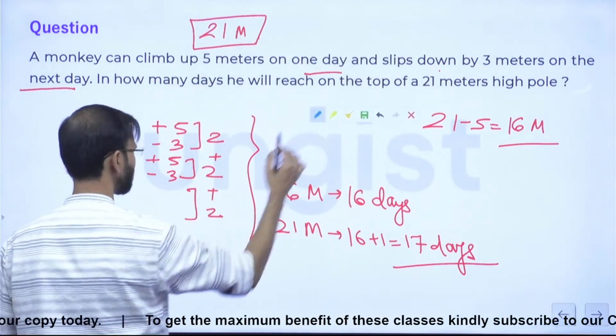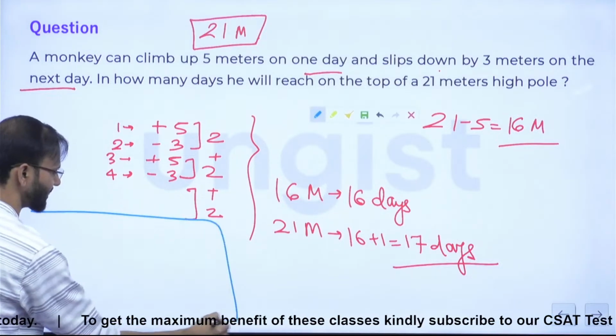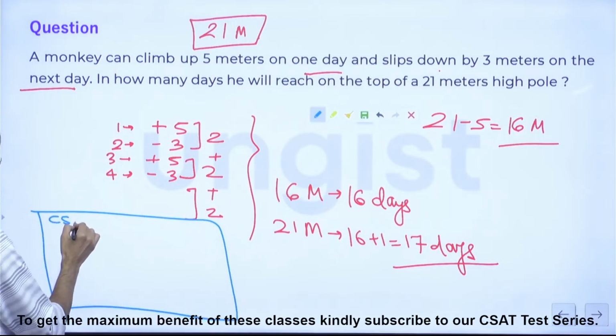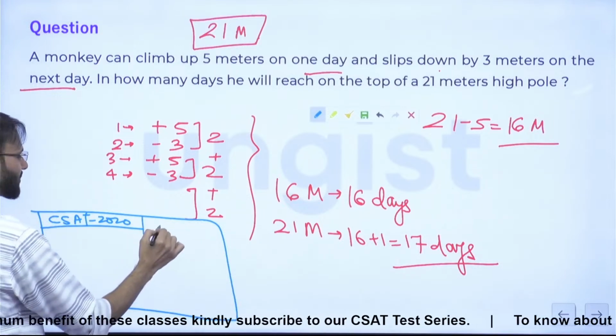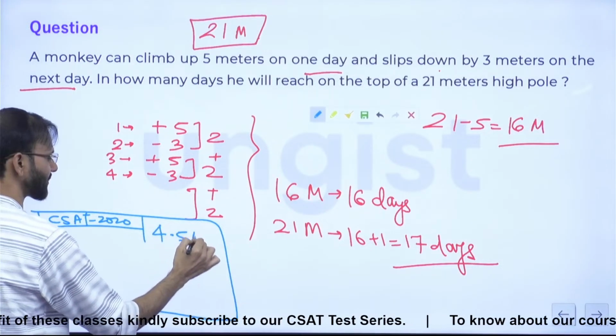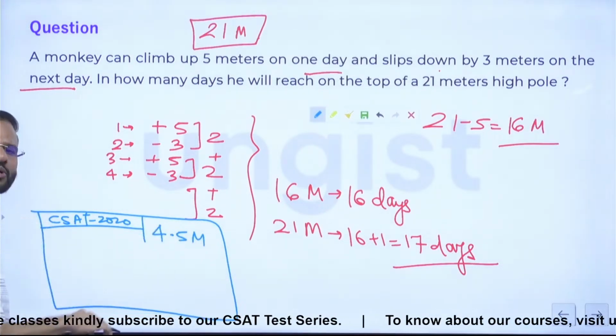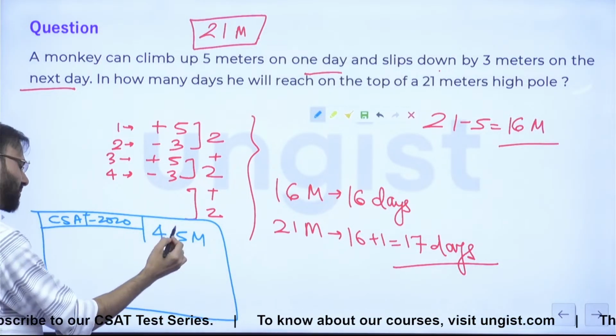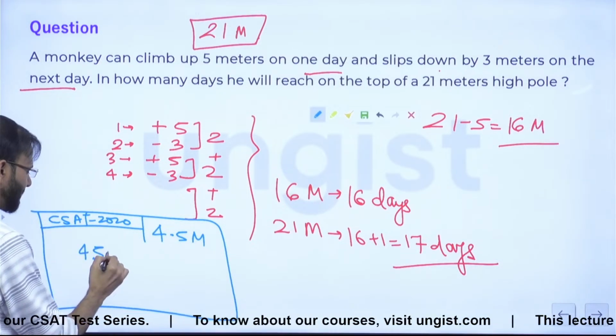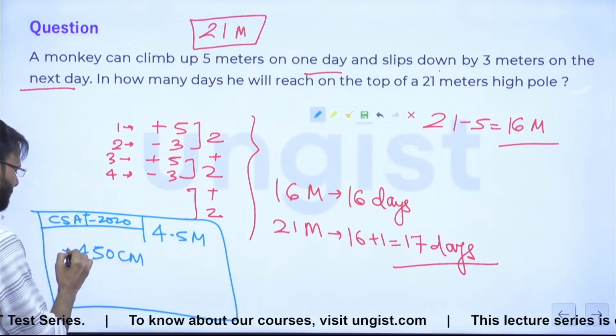Let me change the color of the pen. I'm solving this question here itself. This is CSAT 2020, right? So total work is 4.5 meter. Try to convert this into centimeter because the data is given in centimeter, right? So this into 100, so this is 450 centimeters. So this is the total work, guys.